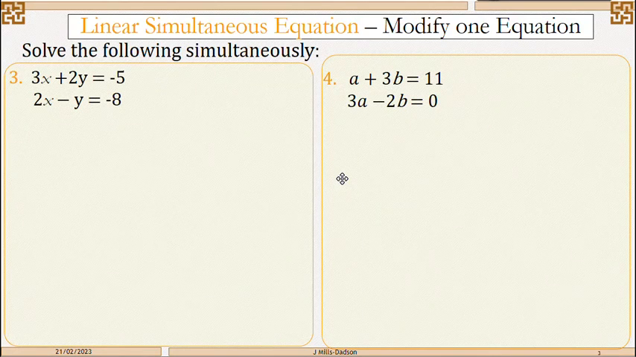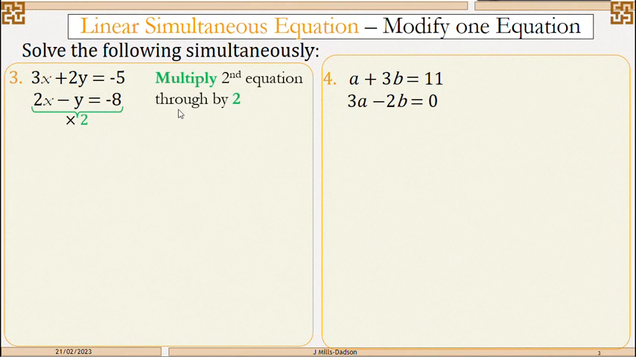Hello, welcome once again. In this example, we have this simultaneous equation where we need to modify or change one of the equations to make sure the coefficient of the variables are the same. So here, for the x's, there are different coefficients. For the y's, two different coefficients. So it's a matter of choice whether you want to eliminate x or y.